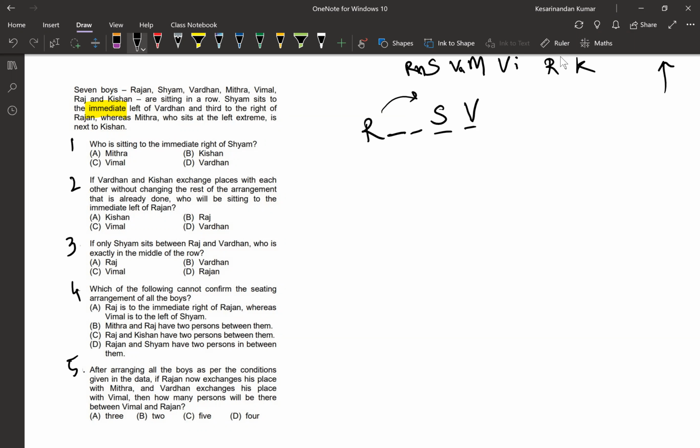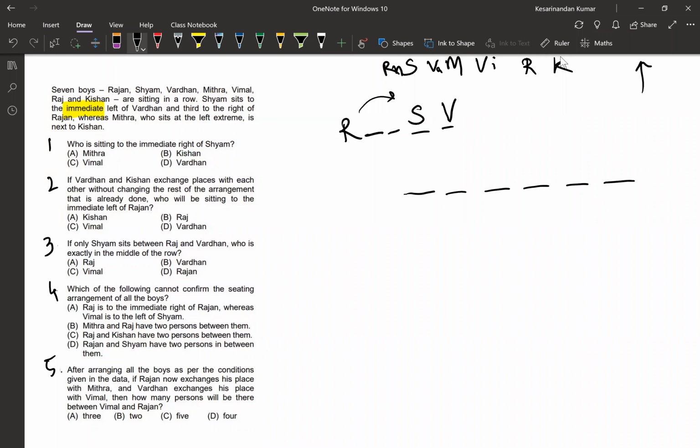Where is Mitra, who sits at the extreme left? So Mitra's position is fixed. 1, 2, 3, 4, 5, 6, 7. Mitra sits at extreme left, is next to Kishan. Next to Kishan means just adjacent. Now we have 1, 2, 3, 4, 5 left. So it will be this S and V. Now we have 2 1 to decide. So who is sitting to the immediate right of Shyam? Obviously Vardhan it is.